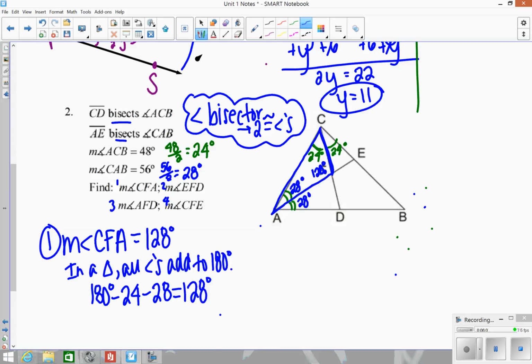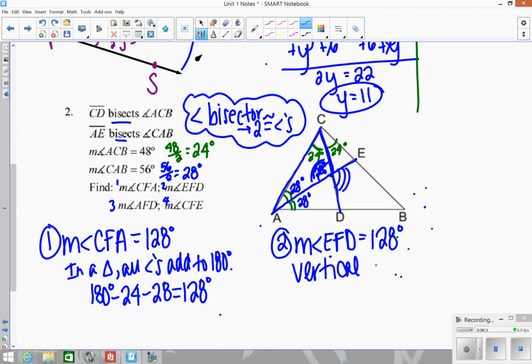Next one is EFD. So EFD is this angle right here. If you look, I have an X. These are vertical. So for number 2, that one's easy. You don't have to do any calculations. That's just going to also equal 128 because those are vertical. So vertical angles are congruent.